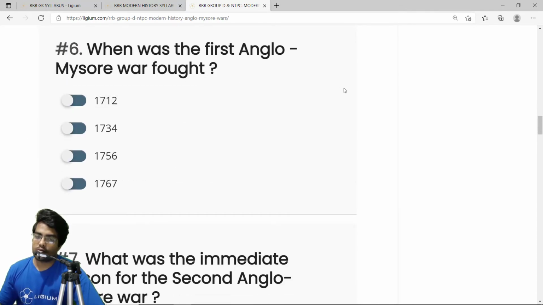When was the first Anglo-Mysore War fought? The first Anglo-Mysore War started in 1767. Actually, this question should be, when was the first Anglo-Mysore War started? It dragged on for 2 years, from 1767 to 1769. So the correct answer is 1769.